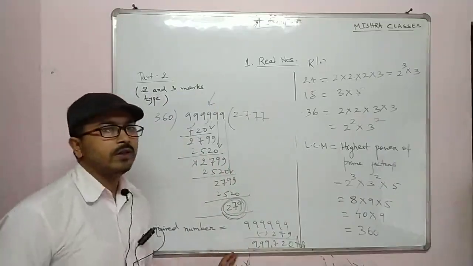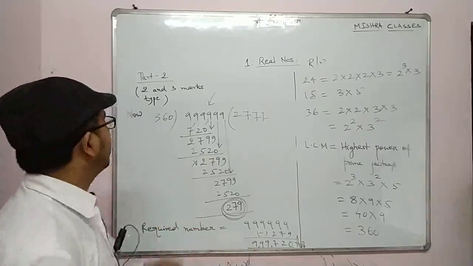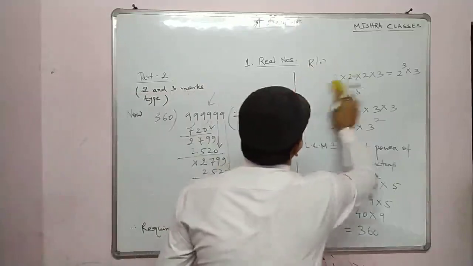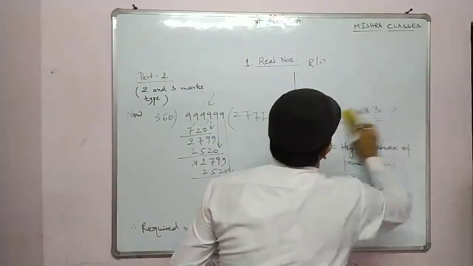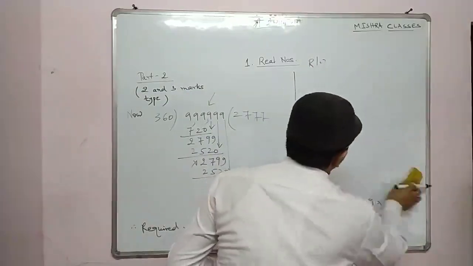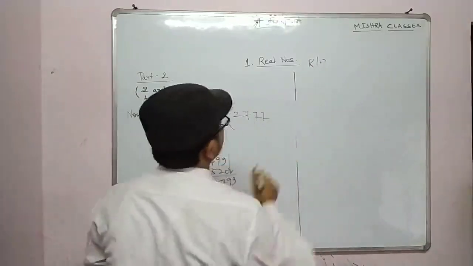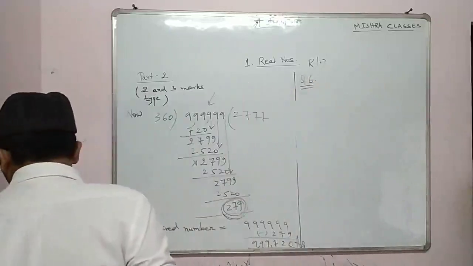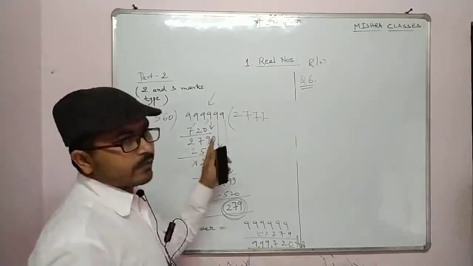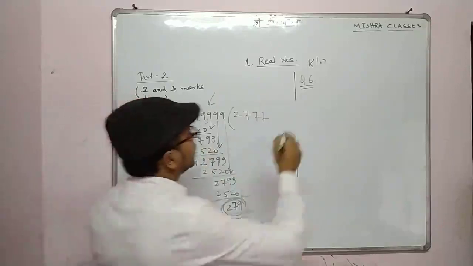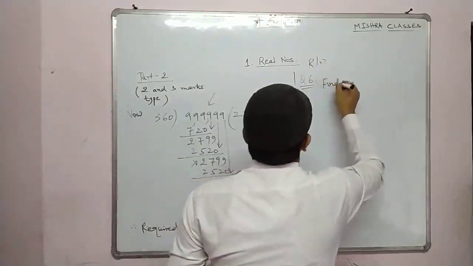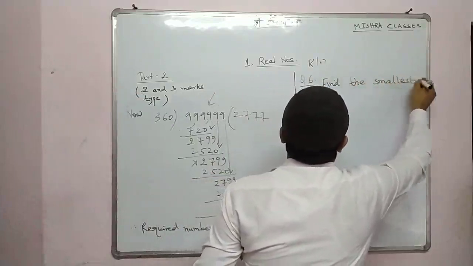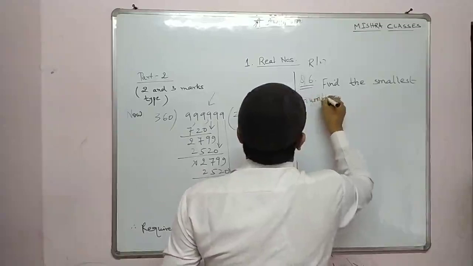Is it clear, students? This one understood? Now we'll do the next one. Next question, last question, question number 6. What does it say? Find the smallest number. That one was the greatest number; now we'll do the smallest number.